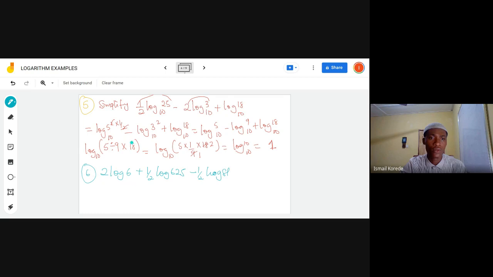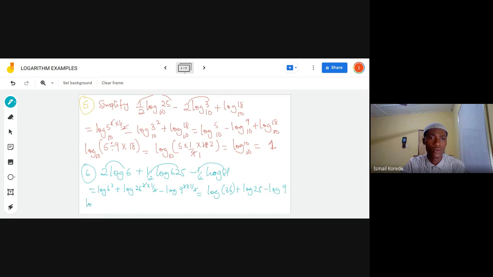All right, so what we just have to do is return this to the power side, return this to the power side, return this to the power side. So I can have log 6 to the power of 2 plus log 625, which is 25 to the power of 2, times 1 over 2, minus log 9 to the power of 2 times 1 over 2. So 2 cancels out 2, 2 cancels out 2. So I have log of 36 plus log of 25 minus log 9.